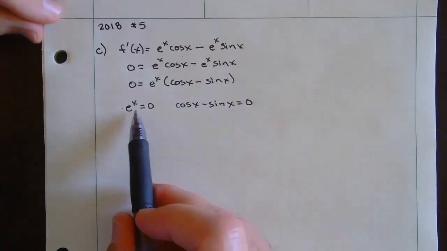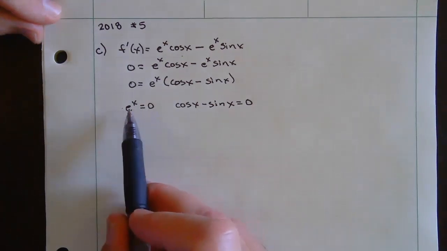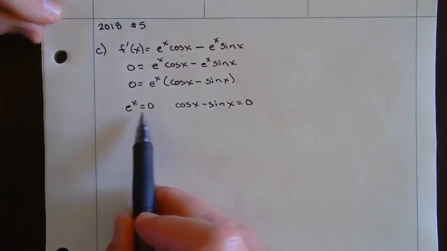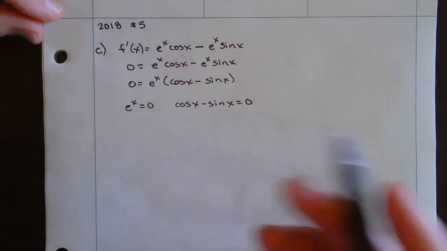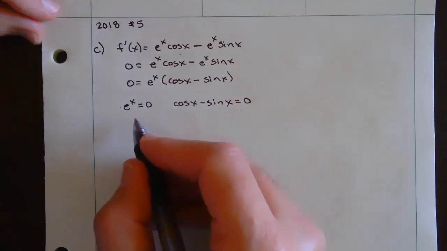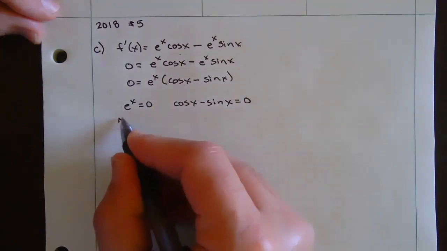And then here we could natural log both sides, but if we natural log both sides, okay, we're gonna get the natural log of 0 on this side, right? And so natural log of 0 doesn't exist, right? It's undefined. So that means there's no solution to this one.